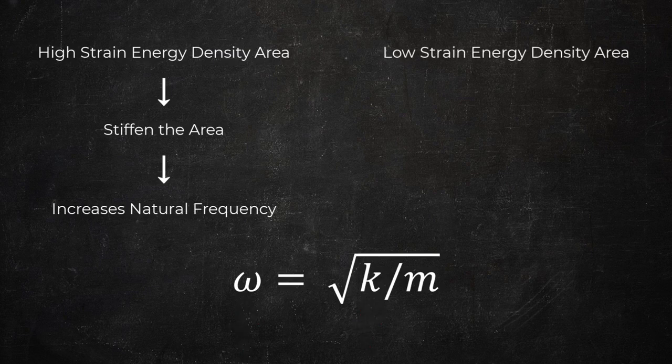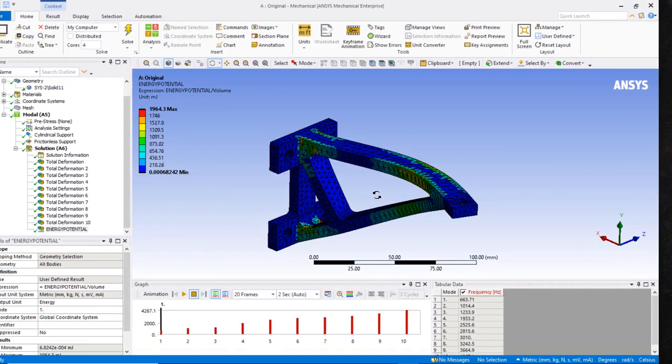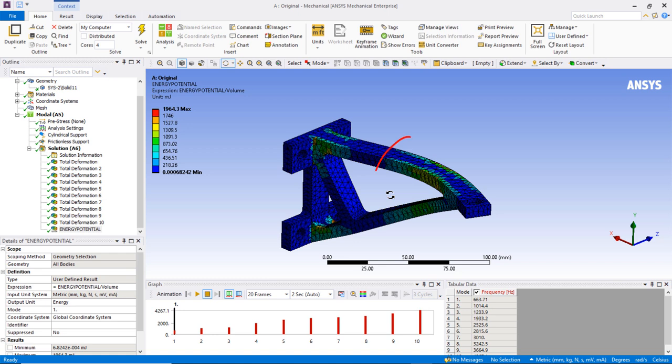Conversely, regions of low strain energy density may be candidates for removal of material without adversely affecting the frequency for that specific mode. In this case, the objective is to avoid natural frequency under 700 Hz. So basically, we want to stiffen the structure so that to increase the frequency. We can see that strain energy density is high on the top and bottom beam. Increasing the stiffness around this area will be the right way to go.